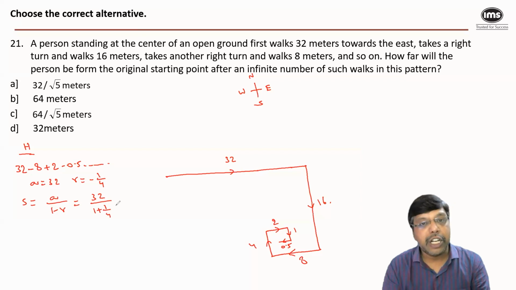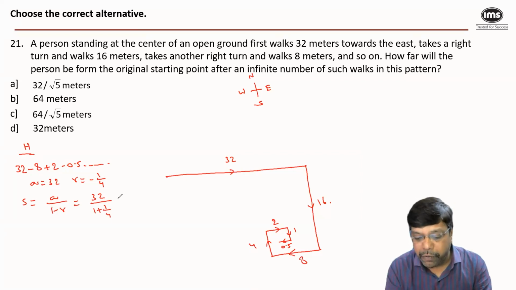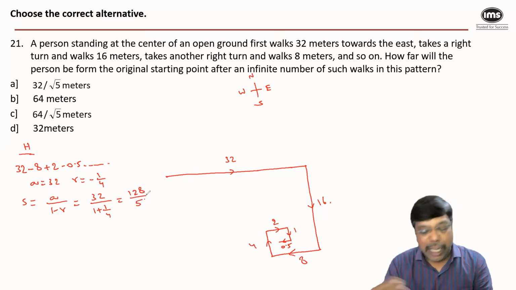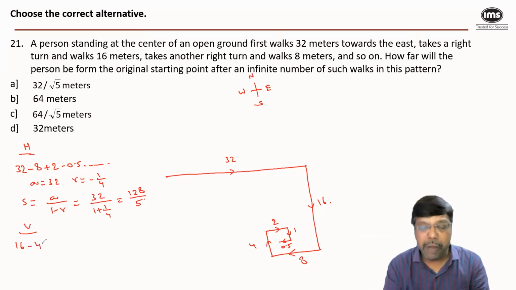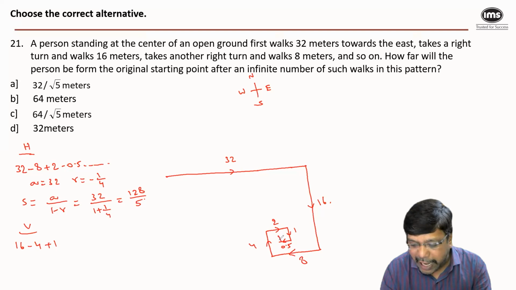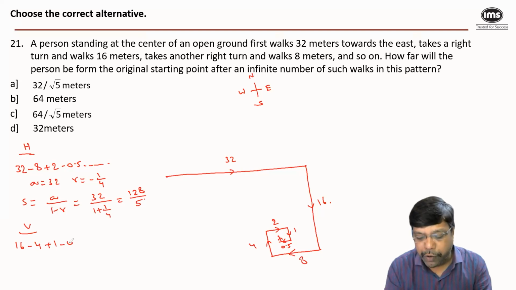That becomes 32 by 1 plus 1/4. Now 32 into 4, which is 128 by 5. Now, if we look at the vertical distance traveled, downwards it is 16 meters, upwards it is 4, which means opposite direction, -4. Again, downwards it is 1 meter. Now upwards again will be 0.25 and so on.